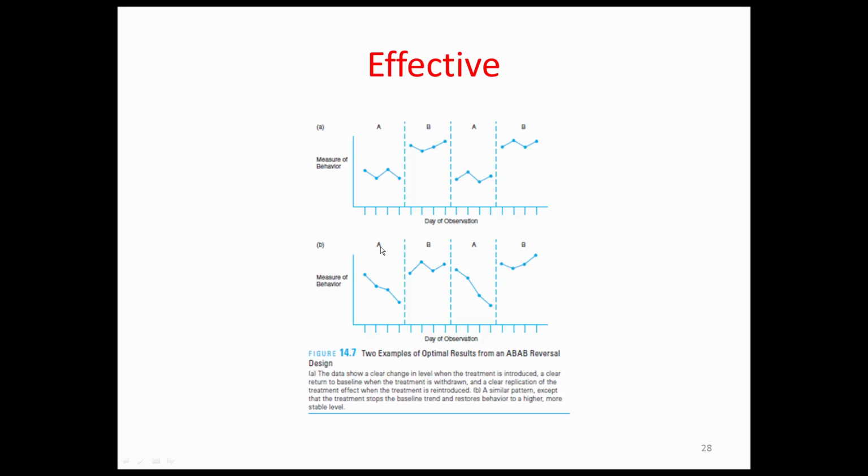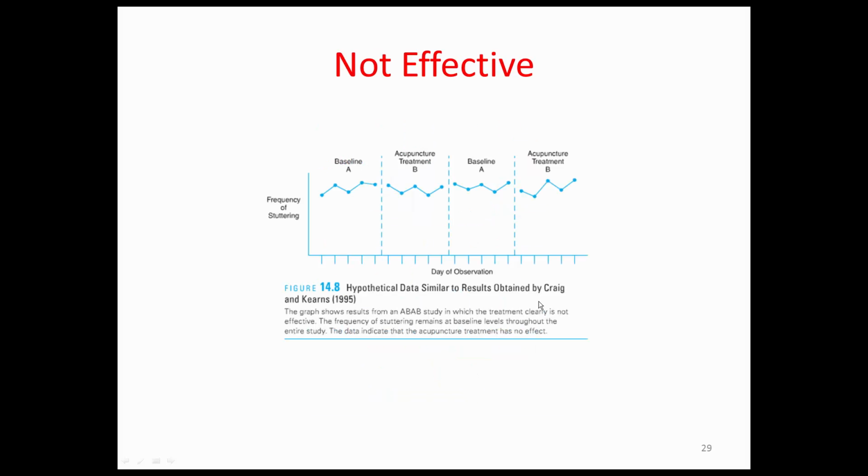So A means baseline and B means a treatment period or the treatment phase here. And this picture shows an ABAB design in which the treatment is not effective. So you start with your baseline, and then you start your treatment, nothing changes. You remove your treatment, nothing changes. You get it back again, nothing changes. So definitely your treatment is not working.